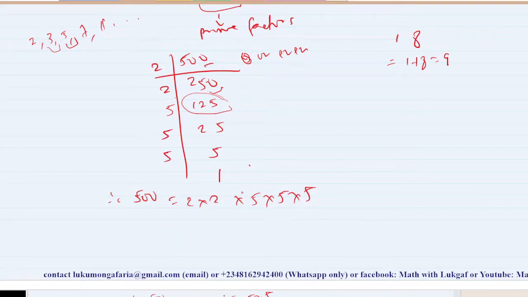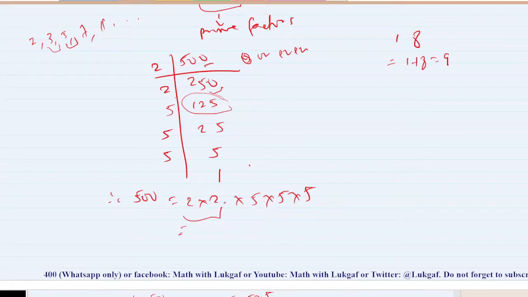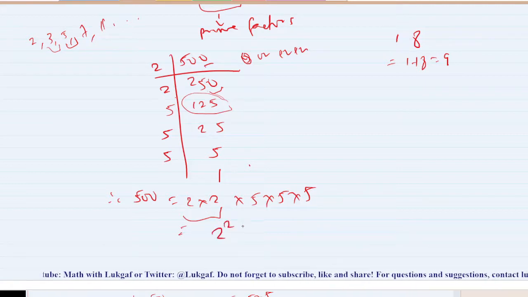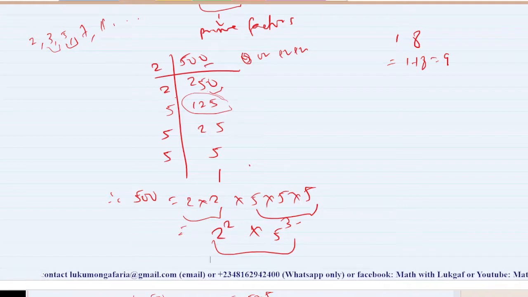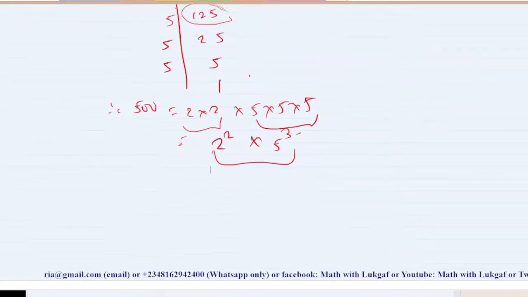So now, to take this number to index form, how many 2s are there? 2 appears 2 times. Since they multiply themselves, you are going to have 2 raised to power 2. Then multiply by 5. How many 5s do we have here? 5 times 5 times 5, 3 times. Then you are going to have 5 raised to power 3. So we've taken this number to index form.